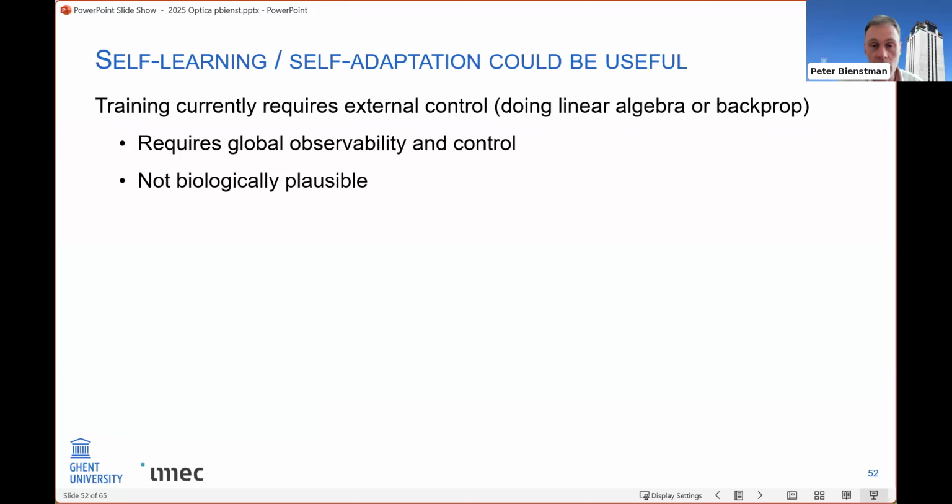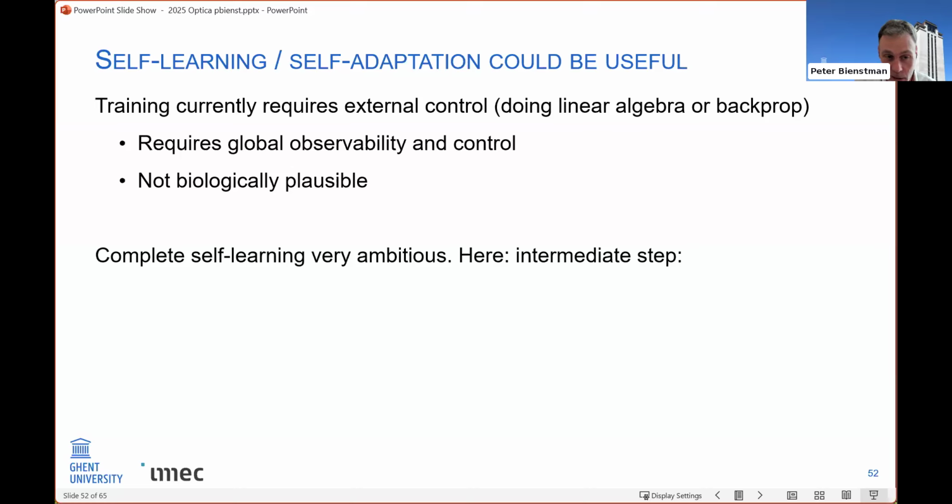Because what we're doing nowadays is we still, for the training, do things like linear algebra or backpropagation, which requires that we're able to measure the signals and that we have some sort of global omniscient entity which observes everything and then sets the weights, which is not biologically plausible and is also not something that scales very well. It would be much more interesting to have complete self-learning, the way we have in our brain, but that's of course a little bit too ambitious for the time being.